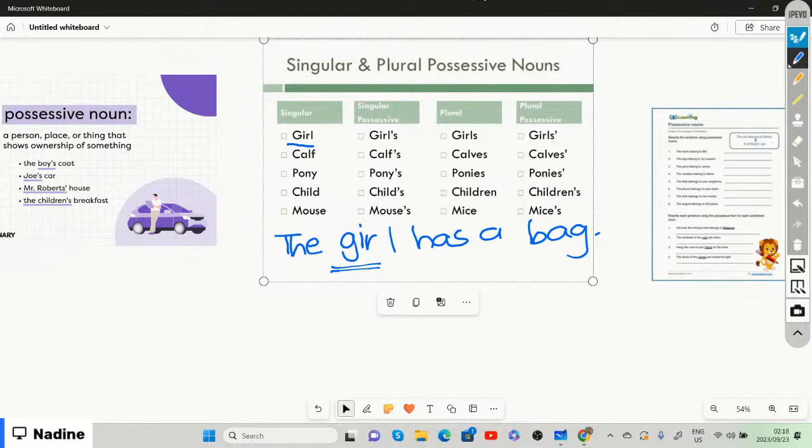But now, when it comes to singular possessive, right? We can then say it is the girl's bag. So the girl has a bag, and to show possession, it is the girl's bag. And as you can see, there's an apostrophe S.